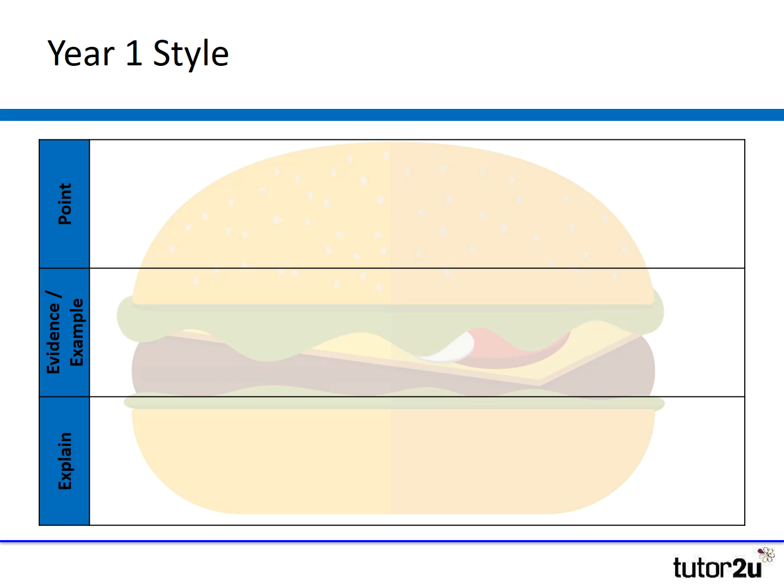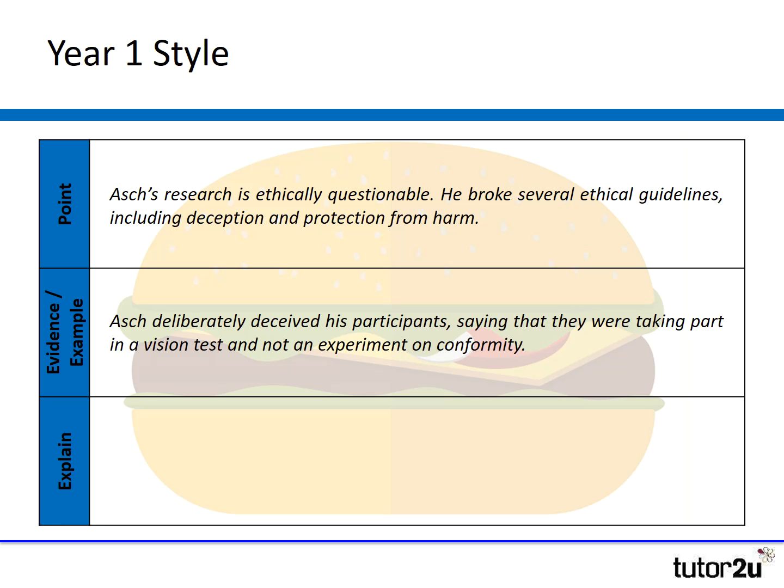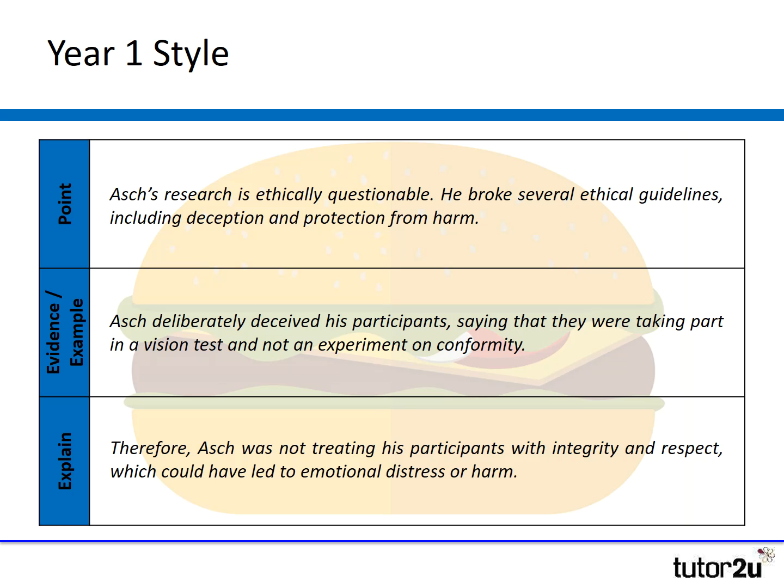Before we move on, let's do the same for ethical issues. I want to stress these two for a reason. Asch's research is ethically questionable. He broke several ethical guidelines, including deception and protection from harm. He deliberately deceived his participants, saying they were taking part in a vision test and not an experiment on conformity.